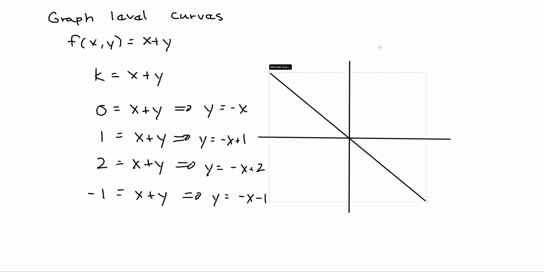And once you've graphed the line, you want to label it. So what is the height at y equals negative x? The height is 0. And then we want to graph y equals negative x plus 1. So that's the line with a negative 1 slope and a y-intercept of 1. We'll say that's 1 unit there. And so we're going to get a line parallel to the one we just drew, like that. And the height there is 1.